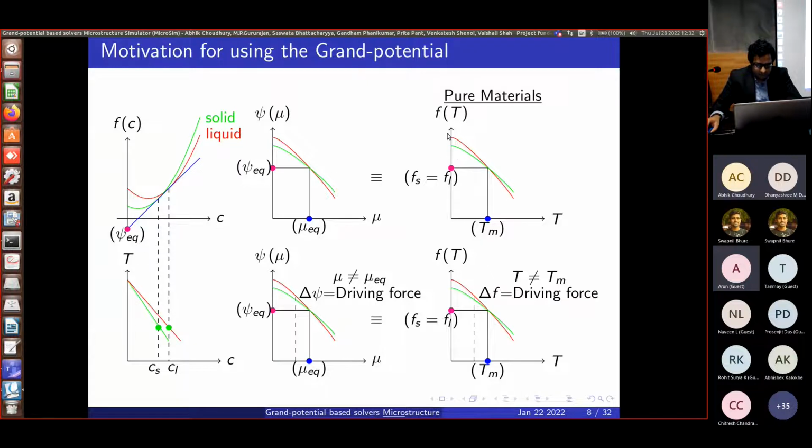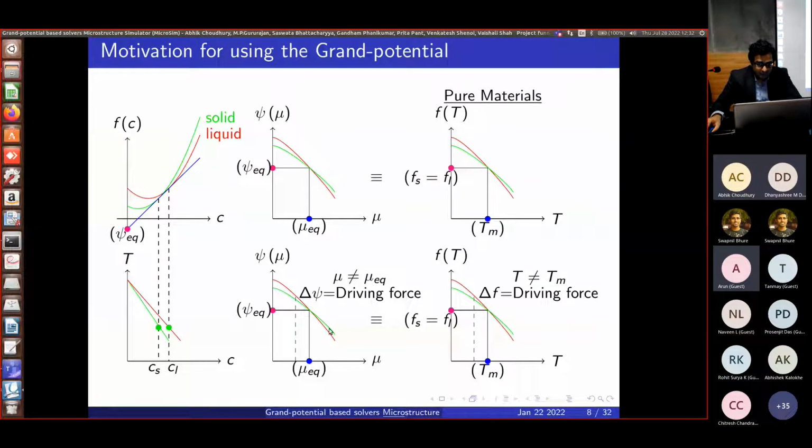So this would be in direct analogy to what you had for the pure material case, where you had fs and fl, where at a given Tm you would have equilibrium. Here you would have psi equilibrium, psi being equal at a given mu. The corresponding thing for when you have a driving force, delta psi, would be when mu is different from mu equilibrium, or when the slope is different from this nice value which gives you the common tangent.